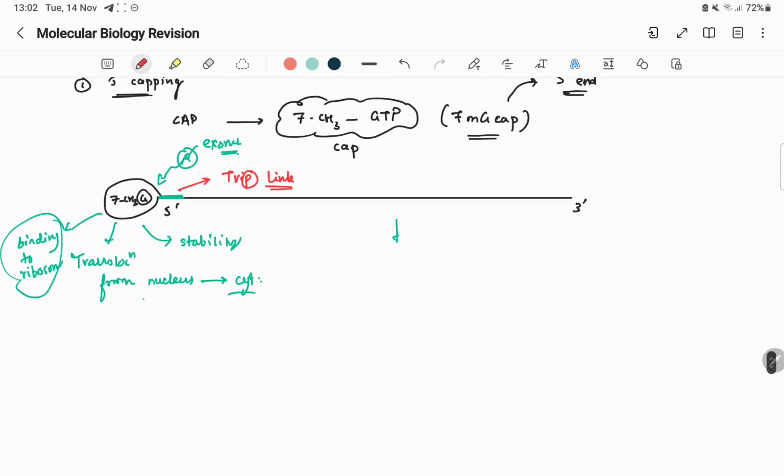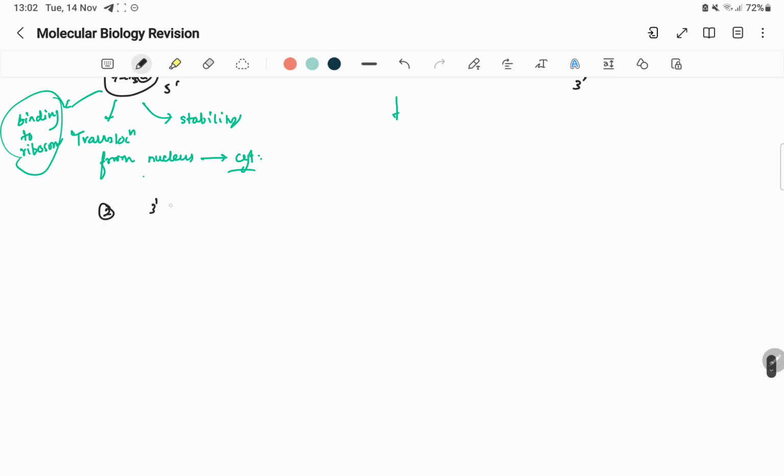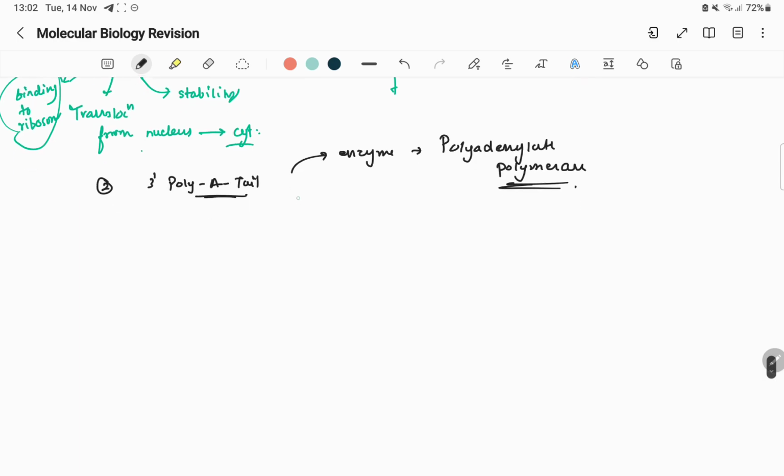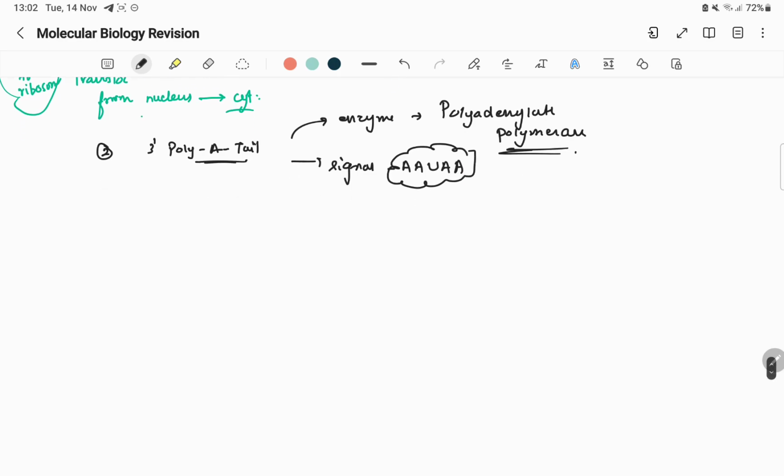Then after 5' capping, let's talk about your 3' polyA tail. The enzyme used in this process is polyadenylate polymerase enzyme. We have the signal here. The signal is AAUAAA. If there is the AAUAAA signal, then the polyA tail formation starts.